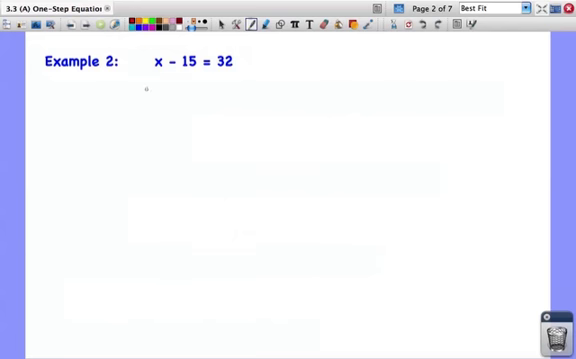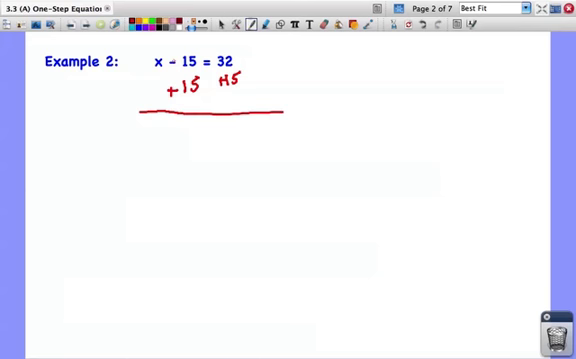Let's look at another example. Now I have x minus 15 equals 32. I want to get x by itself, so I want to solve for x. I want to get rid of this minus 15. I want x to be all alone on the left side of the equal sign. So I can do the opposite of minus 15, and the opposite of subtraction is addition. So I can add 15, and whatever I do to the left side, I have to do to the right side. I add 15 to both sides.